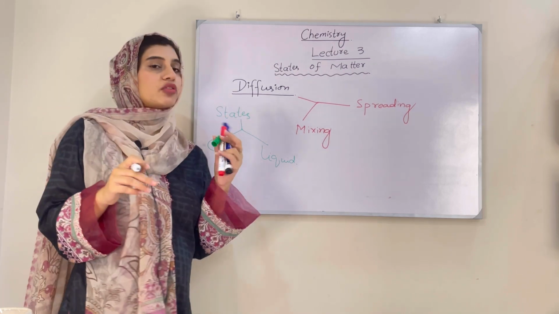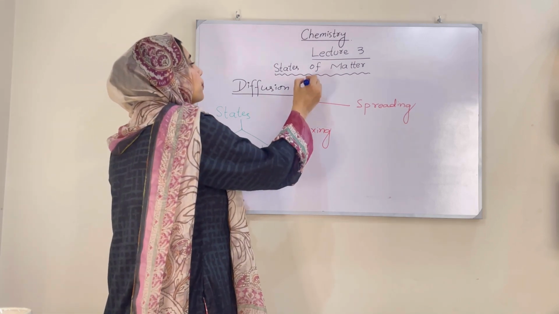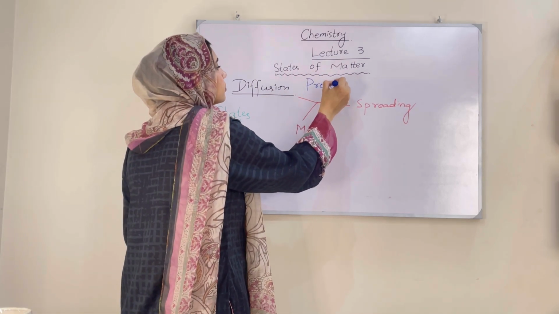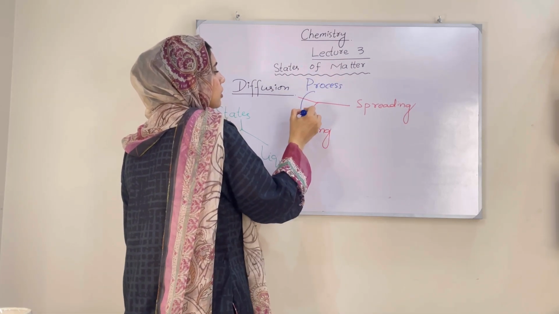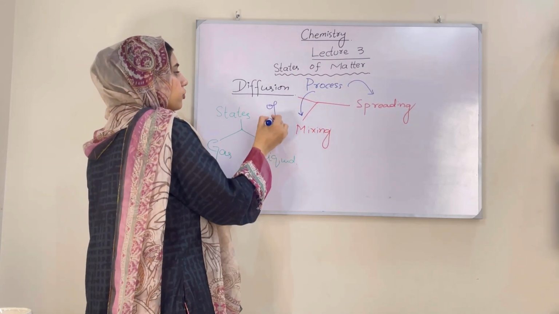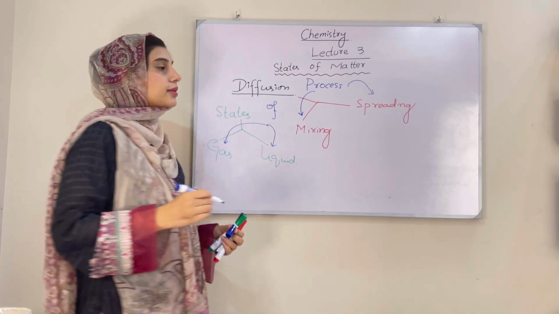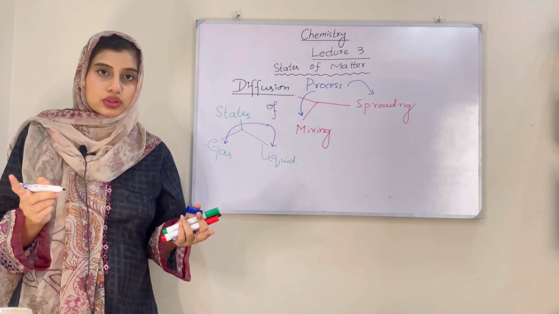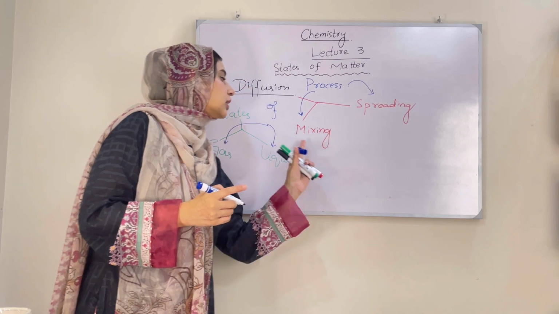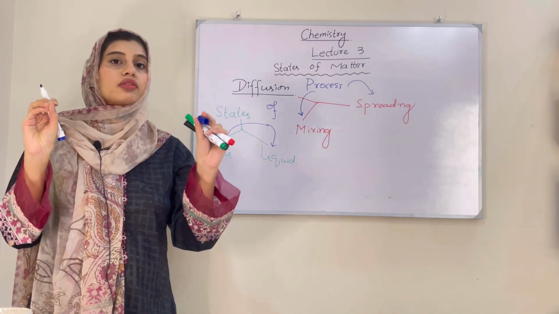So the definition of diffusion will be the process of mixing and spreading of liquids and gases is known as diffusion. So by memorizing these four words, you will be able to learn the definition of diffusion.